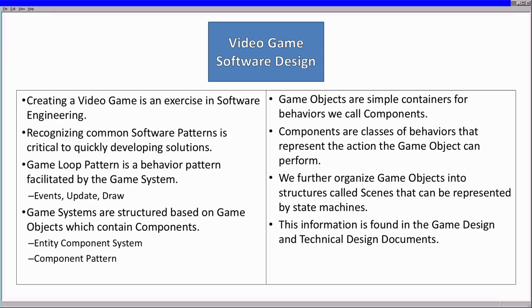Game objects are simple containers for behaviors that we call components. Components are classes of behaviors that represent the actions that the game objects can perform. We further organize game objects into structures called scenes that are represented by state machines. This information is all found in the game design's technical design document.